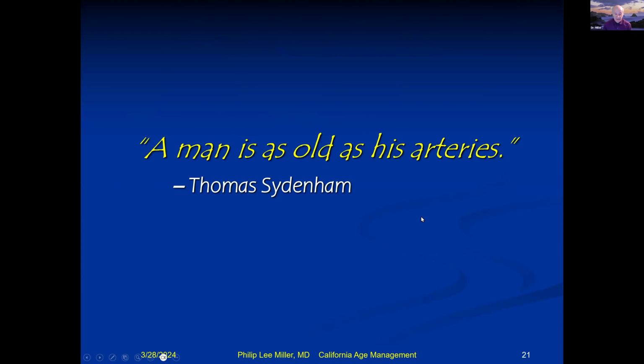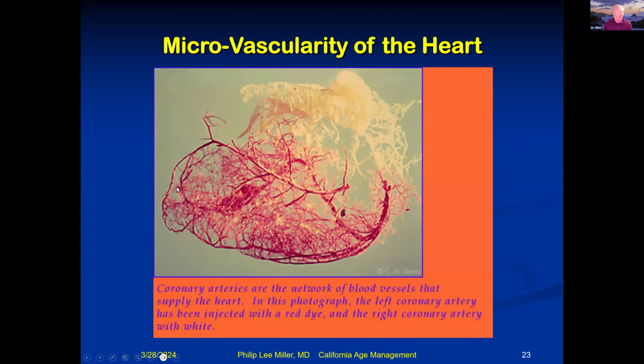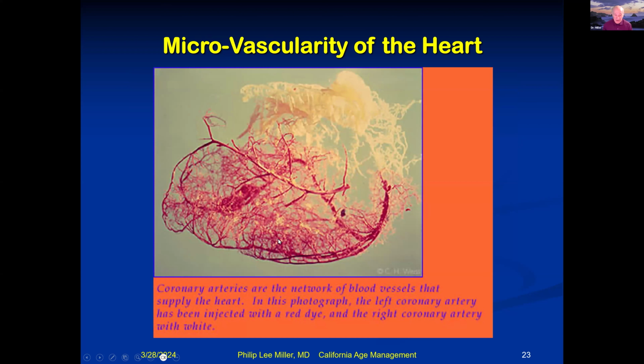So vascular health is not new. A man is as old as his arteries. This is Thomas Sydenham. If you look at this here, you can look at various points in the right ventricle, in the left ventricle, and you can see various points where there's blockages here. But what's not shown in an angiogram is this rich neovascularization that bypasses the main arteries.